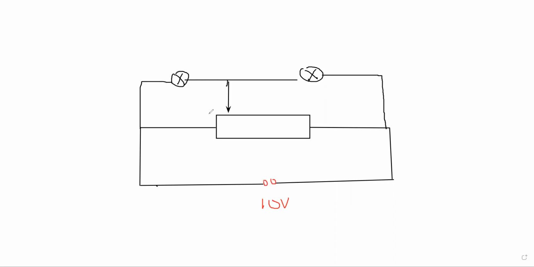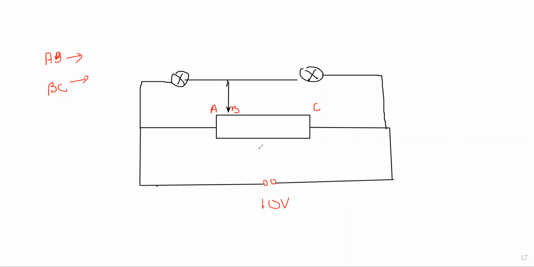Now, what happens if I name the sites A, B, and C? A and B, if I compare the resistance of AB with BC, which one do you think will have the high resistance? Which part, A to B or B to C? Which part will have high resistance? So B to C will have high resistance.